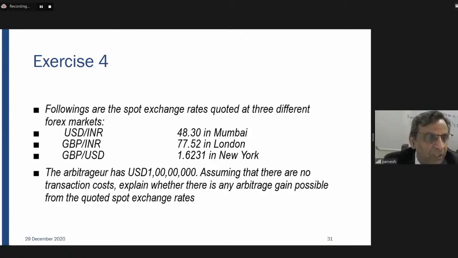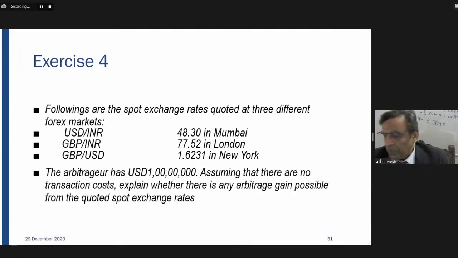The arbitrageur has rupees 1 crore, assuming 1 crore US dollars, assuming that there are no transaction costs. Explain whether there will be any arbitrage gain possible from the quoted spot exchange rates. So following are the spot exchange rates which are given to you: US dollar versus rupee at that time was 48 rupees 30 paisa in Mumbai, and Great Britain pound versus Indian rupee, one pound was equal to 77.52 rupees, and Great Britain pound versus US dollar is 1.6231 in New York. Okay, fine. And if you see this quotation, it is written in reverse notation, so you should be careful.